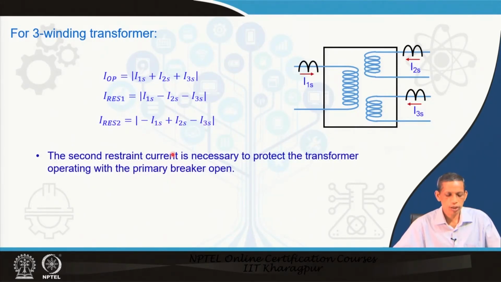This other restraining current is required in case the corresponding primary side breaker is open and we are feeding only from the secondary side. That means the corresponding I1s may reverse. That is why the second restraint current is necessary to protect the transformer when one side breaker, the primary breaker, is open. So these are the different restraining and operating currents considered for 2 winding and 3 winding transformers to have the required percentage bias settings.